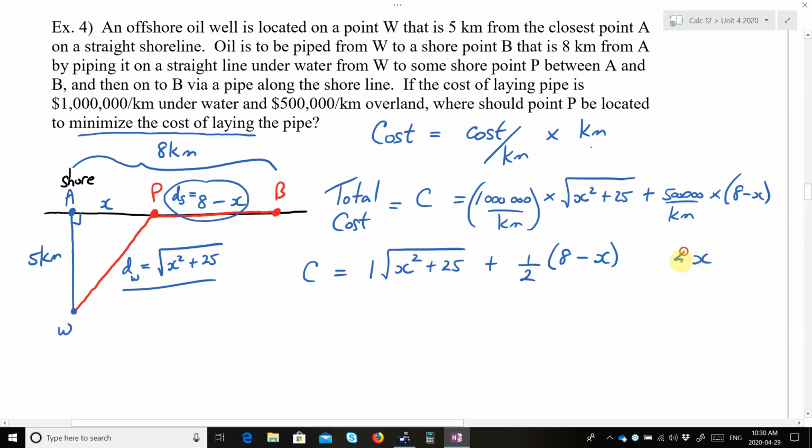X has to be greater than or equal to 0, but less than or equal to 8. Okay, because we're not going to pipe the oil underwater past the point B, like beyond the 8 kilometers, and then go back. So it's somewhere between A and B, like the 0 and 8. All right, so these are our endpoints. We just need to find the critical points and then do our little tests.